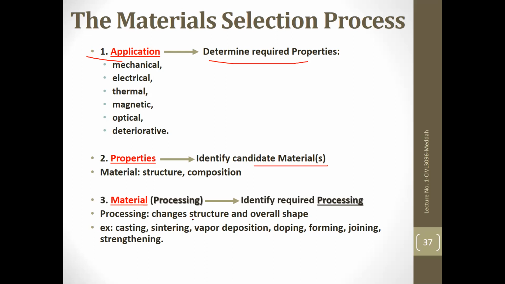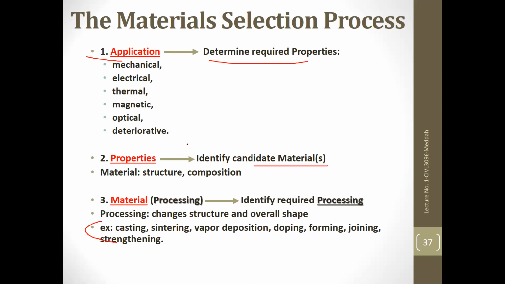So the process is affected by the change in the structure and the overall shape. Examples: casting, sintering, vapor deposition, doping, forming, joining, strengthening. These are processes that you can find mostly in metals forming and metals processing.